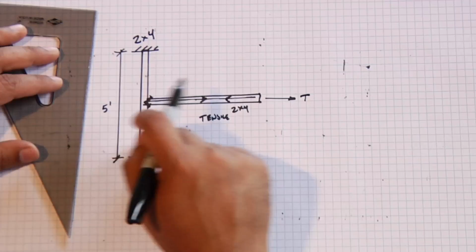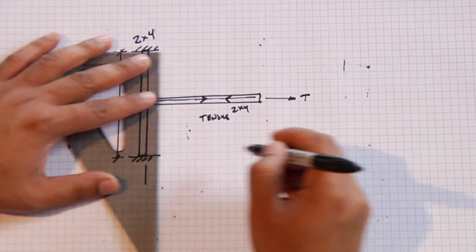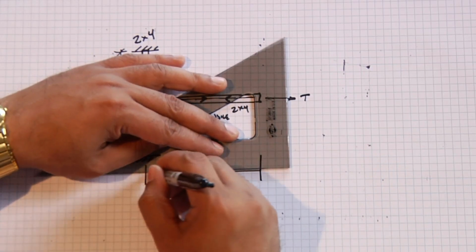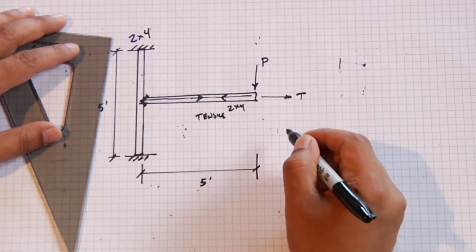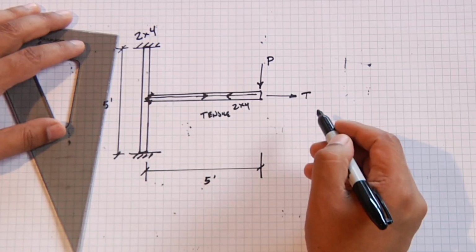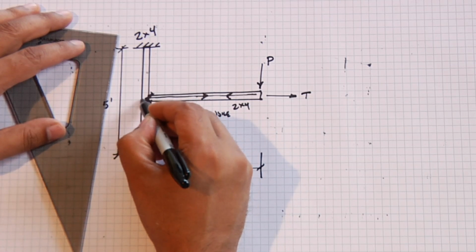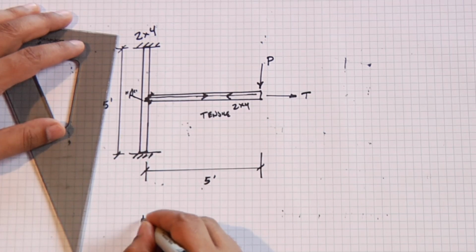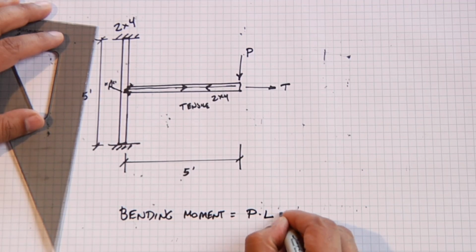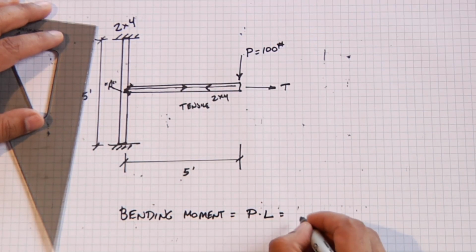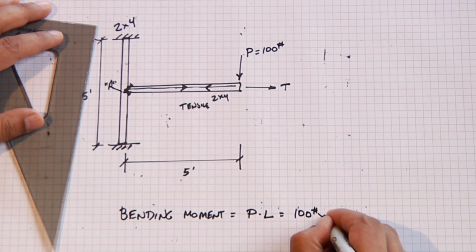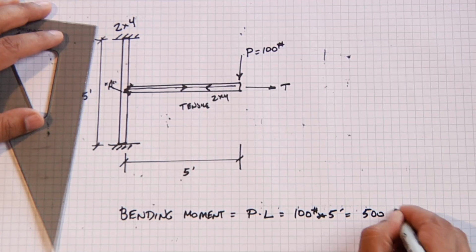But if I take the exact same structure, and let's just throw a number on it, let's say that this is also 5 feet, and now I apply a load at 90 degrees to this 2x4, I'm going to create a bending moment about this point. We'll call it point A. The bending moment is equal to P times the distance L. So we'll say, for example, that this is a 100-pound force. It would equal 100 pounds times 5 feet, or 500 foot-pounds would be the bending moment.